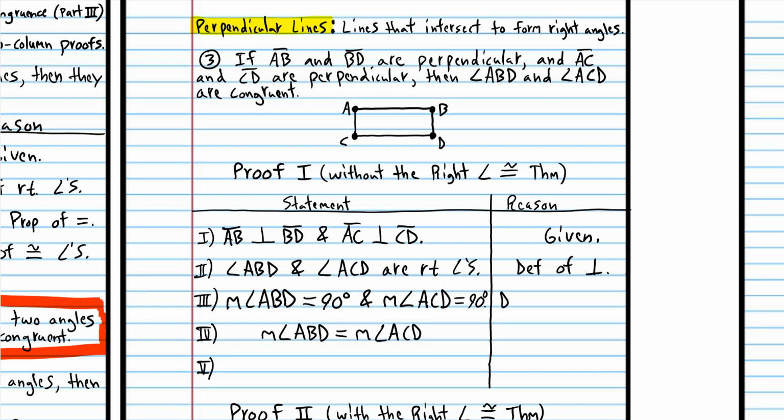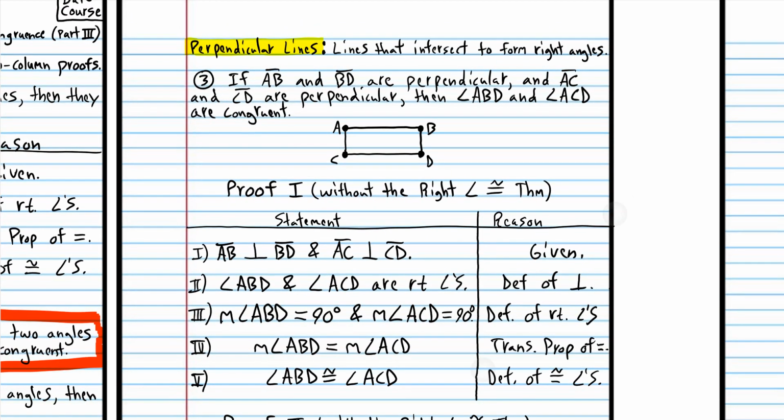Let's see here. We need to say definition of right angles. And this is the transitive property of equality. And then, of course, by definition, angle ABD must be congruent to angle ACD. Definition of congruent angles. And that's what we were trying to prove: angle ABD and angle ACD are congruent.